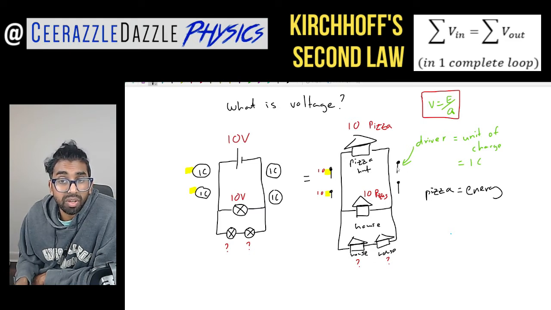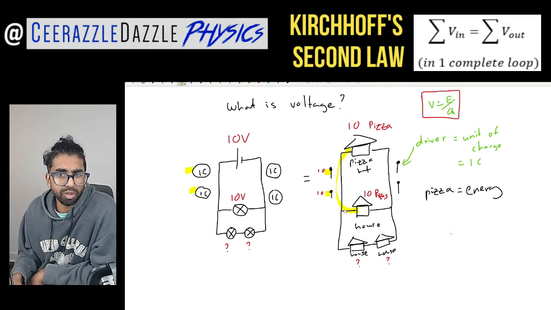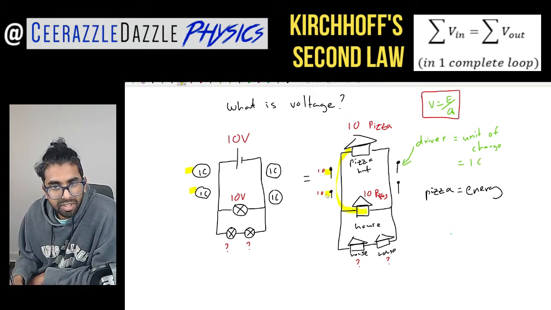You are a driver, you walk past the battery, you pick up the energy, you walk down here, and let's say you take this route. Yeah, so obviously you have to walk along that route with the pizza. Obviously I have 10 with me as I enter this branch, I drop off 10. So that's the reason why this one remains 10.